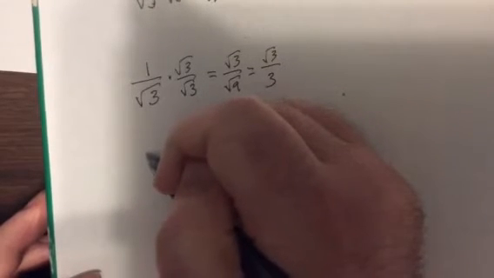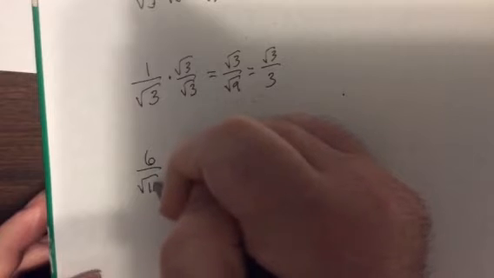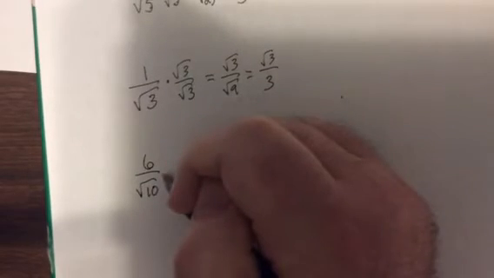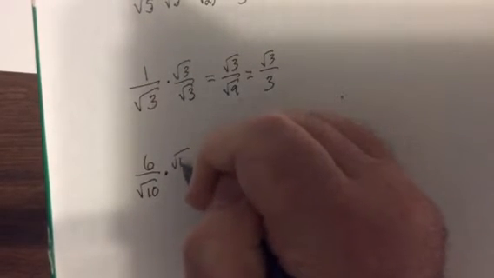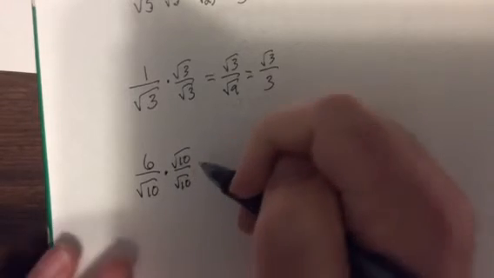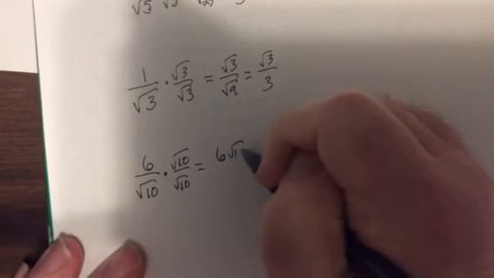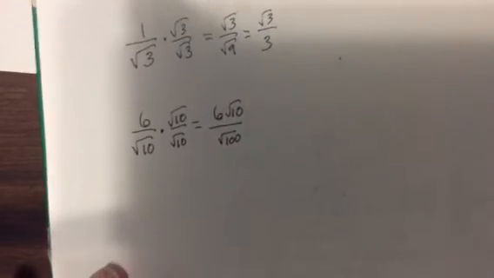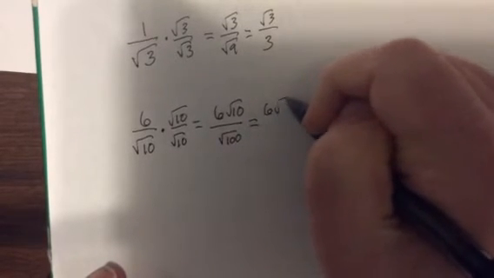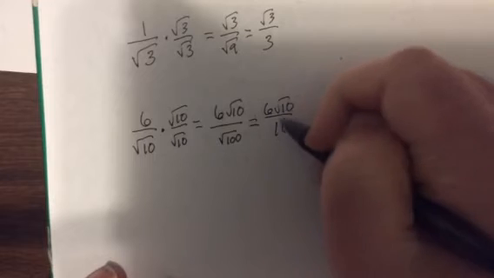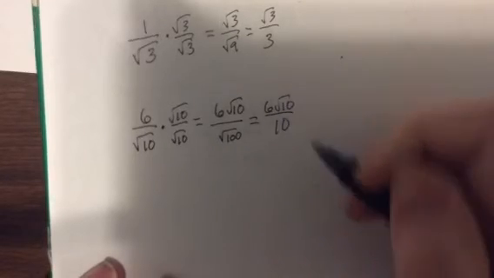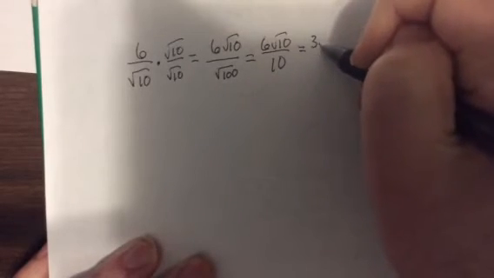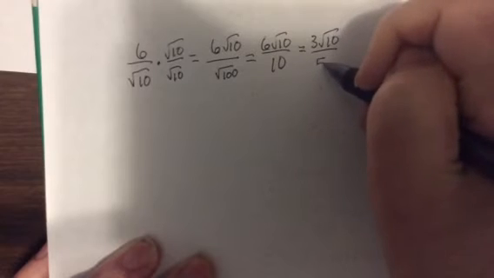So if I had 6 over the square root of 10, well, again, I can't simplify the square root of 10. I can't break it down any, so I would just multiply the top and the bottom by square root of 10, which would be 6 square root of 10 over square root of 100, which is 6 square root of 10 over 10. I can reduce this. There's no plus or minus, so I can just reduce it. So 2 goes into both, so this would be 3 square root of 10 over 5.